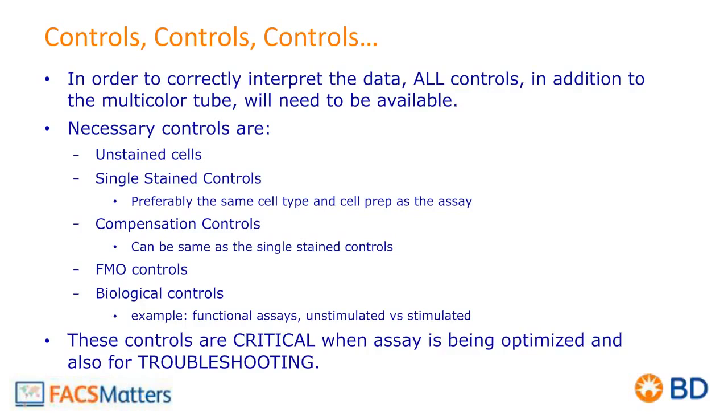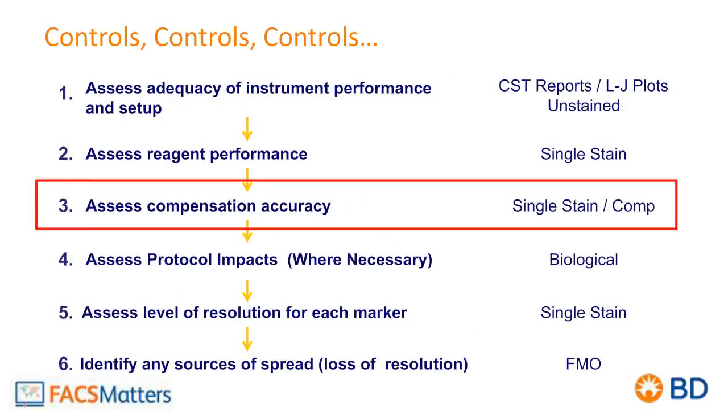So, as I said, these controls are critical when your assay is being optimized and for troubleshooting. All of these controls do not need to be run when you're actually running your assay. Some of them should be run always, some of them should be run sometimes. So this is the process that we put together. I'm only going to talk about item number 3 and item number 6, as those mainly relate to compensation. We have another webinar which we will provide, which takes you through this whole process.